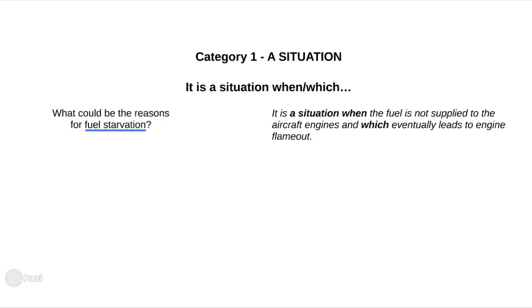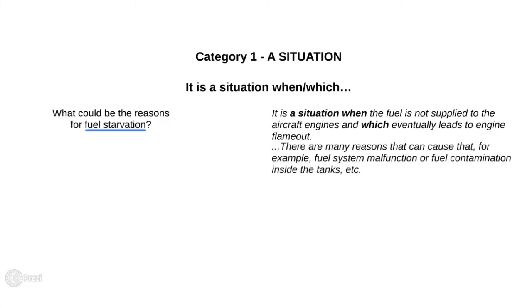And then you'd go on to say something like, there are many reasons that can cause that, for example, fuel system malfunction or fuel contamination inside the tanks, and so on. Let's take a look at another example. How can bird strikes be prevented? In this case, you could probably go like this.